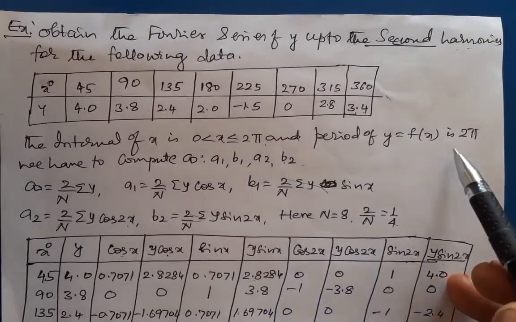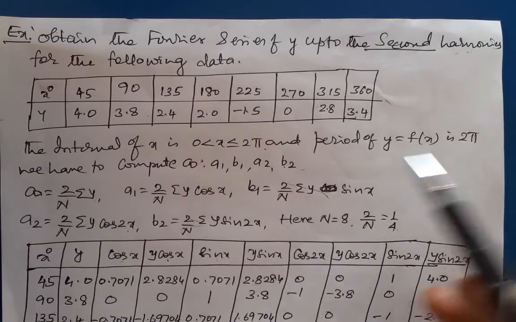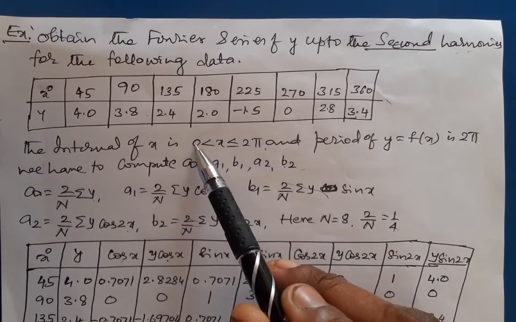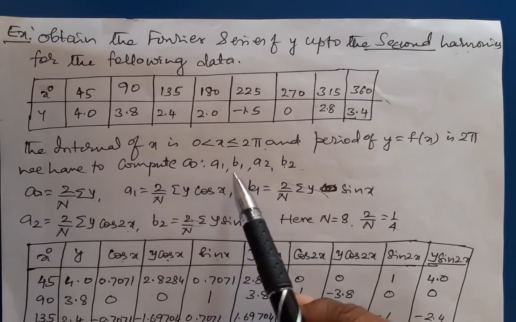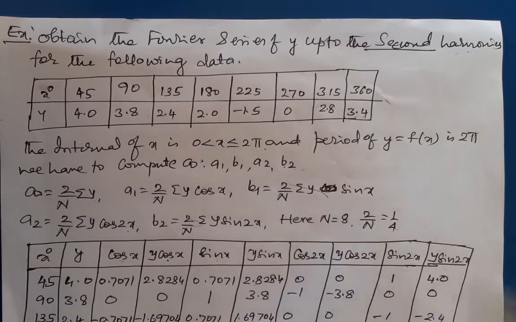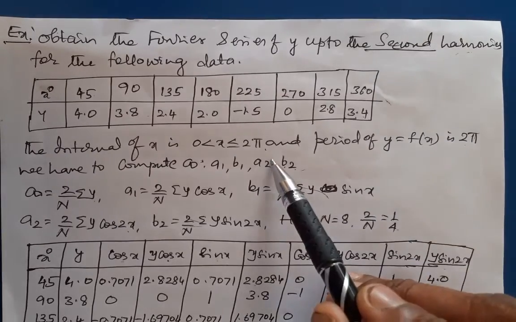And the period of y, that is f of x, is 2 pi. How is it 2 pi? End point minus initial point. Then we have to compute a0, a1, b1, a2 and b2, because it is the second harmonic.